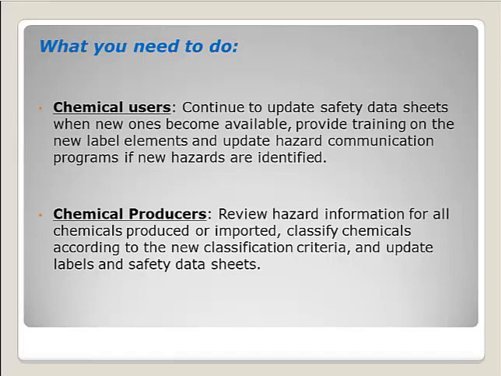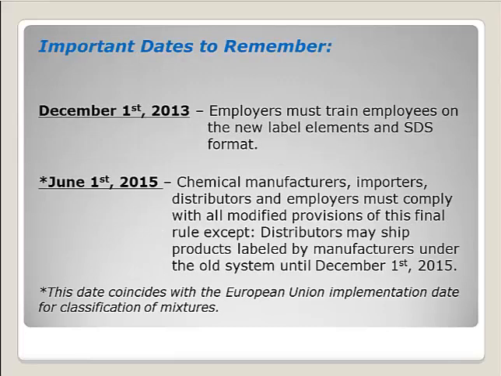Chemical producers review hazard information on all chemicals produced or imported, classify chemicals according to the new classification criteria, and update labels and safety data sheets. So that's a lot to do, and OSHA certainly understands that. As a result, there are some important dates to remember on how all of this gets implemented.